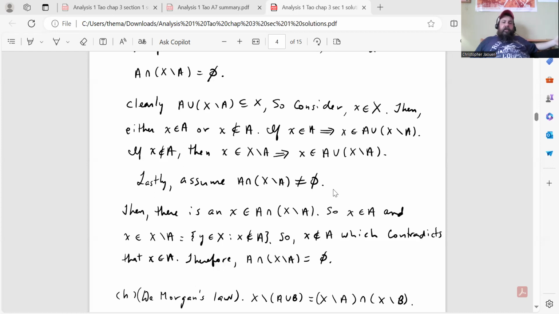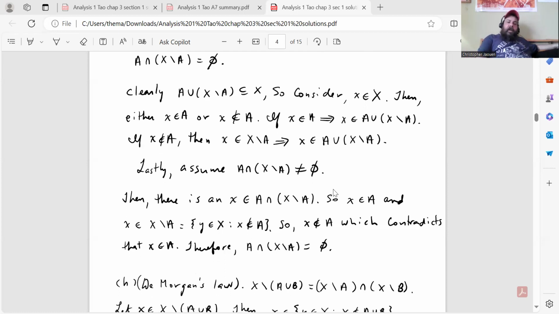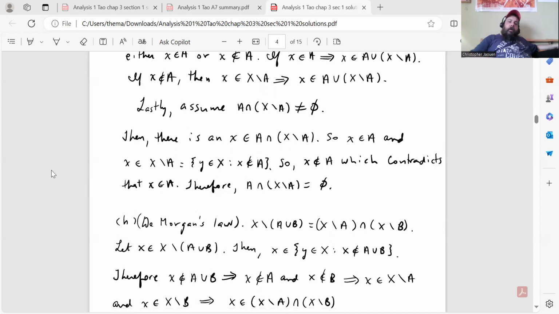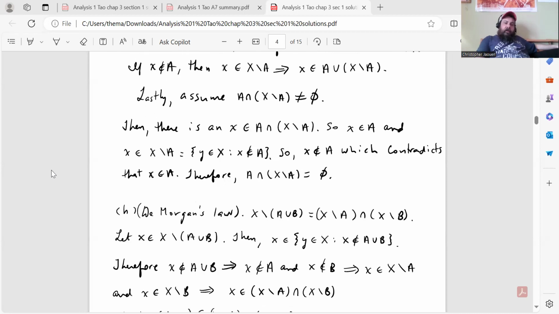Lastly, assume that A intersect (X minus A) is not empty. So here I'm doing this by contradiction. Then there's an x in the set A intersect (X minus A). So x is an element of A, and x is an element of X minus A. The set X minus A, the way we defined it, is the set of all y in X such that y is not in A, which means that x is not an element of A, but that contradicts the fact that x is in A. Therefore, A intersect (X minus A) has to be the empty set. Right, so that's a proof by contradiction.